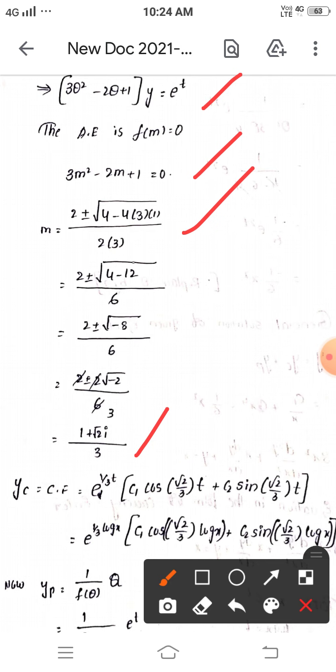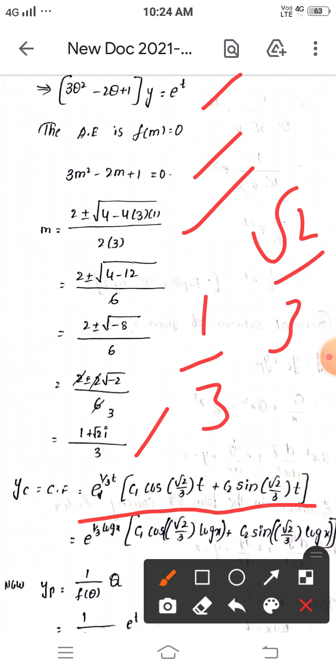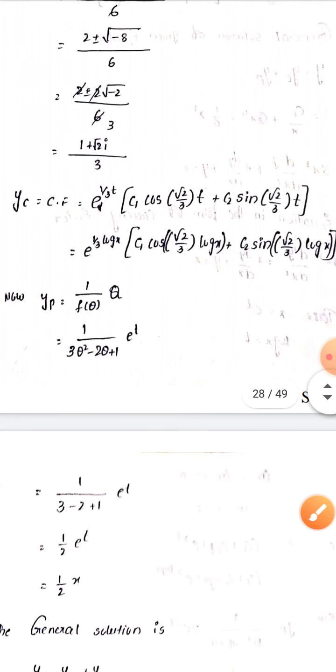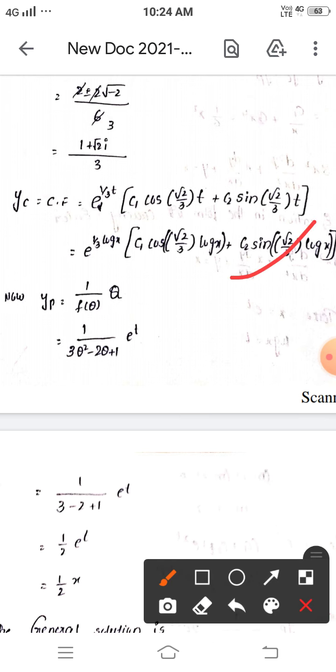We use the complementary function e power ax into c1 cos bx plus c2 sin bx. Here a is nothing but 1 by 3 and b is nothing but root 2 by 3. So in place of a write 1 by 3, in place of b write root 2 by 3. Then finally we have the complementary function for the auxiliary equation as this value. After that, we translate the t's into x's. We know that t is log x. Then finally we get the complementary function in x as this one.